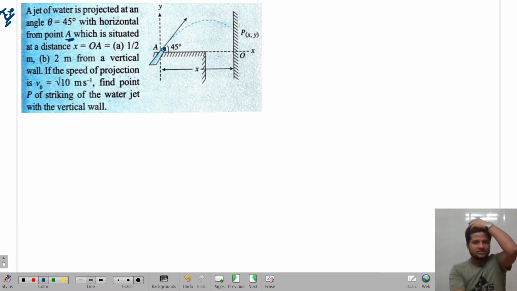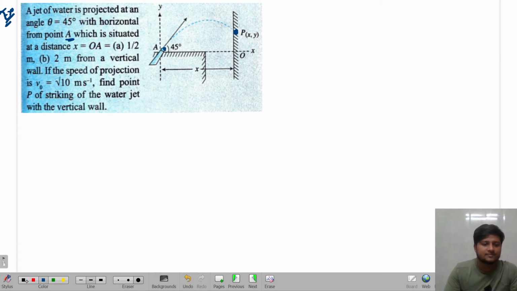A jet of water is projected at an angle of theta equal to 45 degrees with the horizontal from point A, which is situated at a distance x equal to OA. In the first case you have to consider x to be 1 by 2 meter, and in the second case x to be 2 meters from the vertical wall. If the speed of projection is root 10 meter per second, find the point P of striking of the water jet with the vertical wall. That means you have to calculate where this water is hitting the vertical wall.